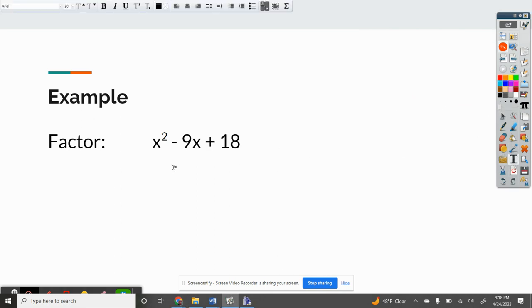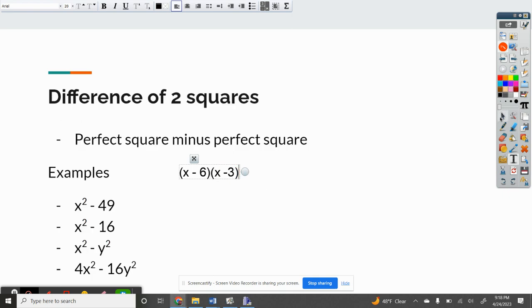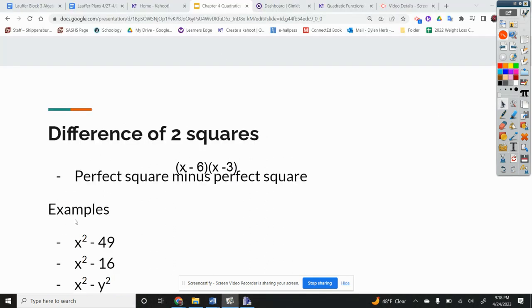All right, I'm going to go through these quickly. Again, I'm expecting you guys are pretty good at this. Numbers that multiply to 18 and add to negative 9 would be negative 6 and negative 3. All right, so the examples that have... Let's go back again.